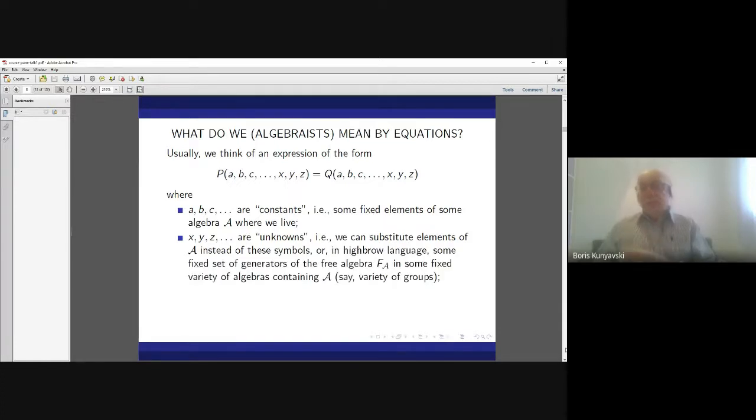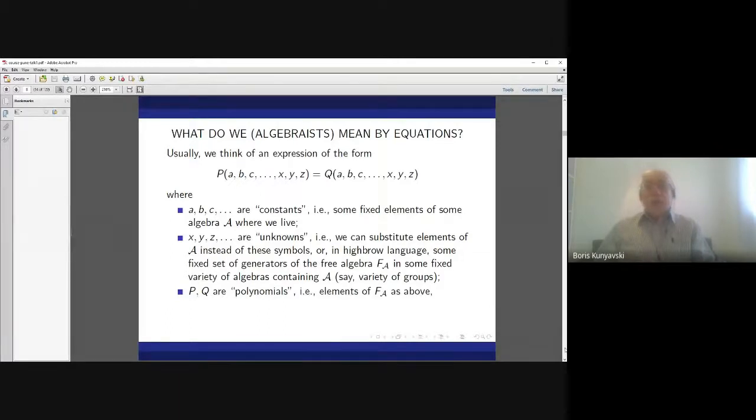If you prefer formal language, then we fix a set of generators of the free algebra F(A), built on our algebra A, in some fixed variety of algebras containing A. Say we can consider a variety of groups. It's a typical situation in this lecture today. So what can be said about P and Q? P and Q are, so to speak, polynomials.